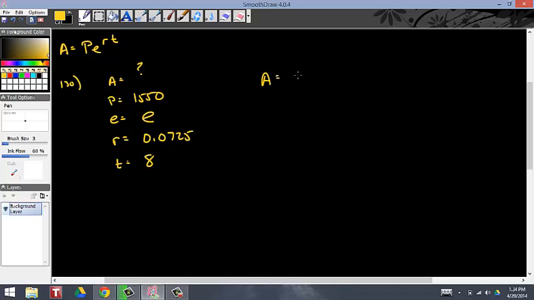Now we rarely run into problems like this where everything's isolated on one side. It's 1550 e to the 0.0725 times 8. Now, here's how you do it in a TI calculator. You have to do 0.0725 times 8, enter. Second ln, enter. Times 1550, enter. If you have the Smart TI or the Casio, you have parentheses. Okay? So, take a second and figure it out. I will do the same.